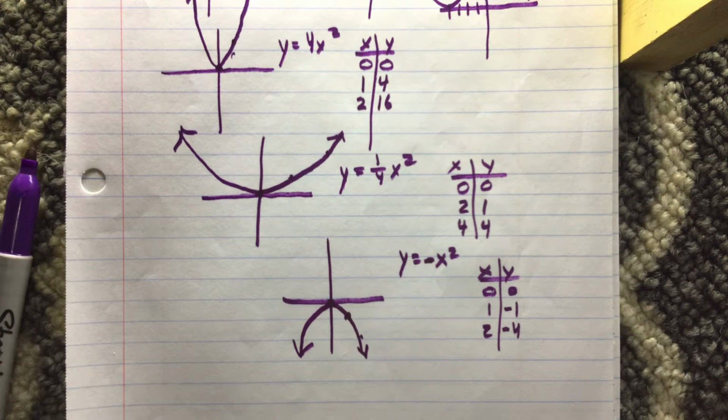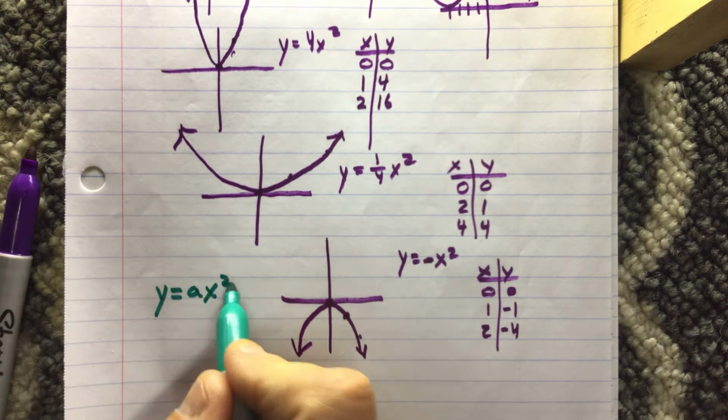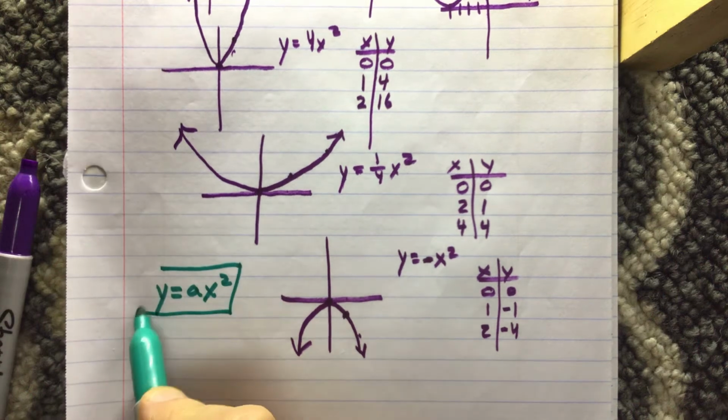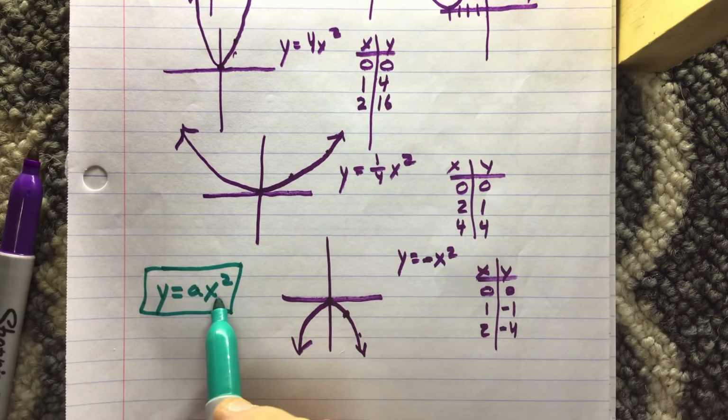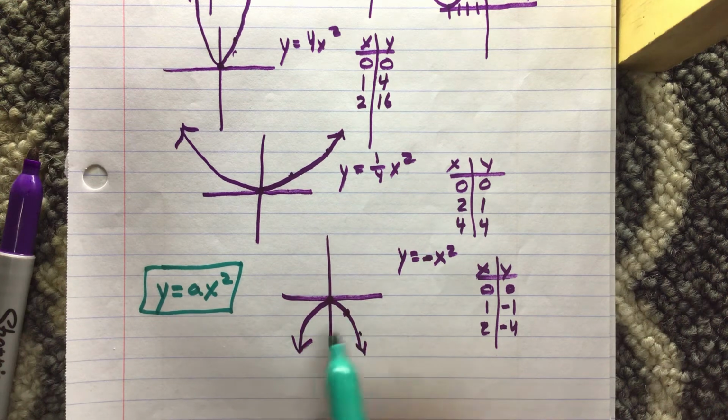So what I'm talking about in this video is what I call y equals ax squared. And a stands for the coefficient in front of the x squared. If it's a whole number, the parabola gets narrow. If it's a fraction, it gets wider. And if it's negative, it flips upside down.